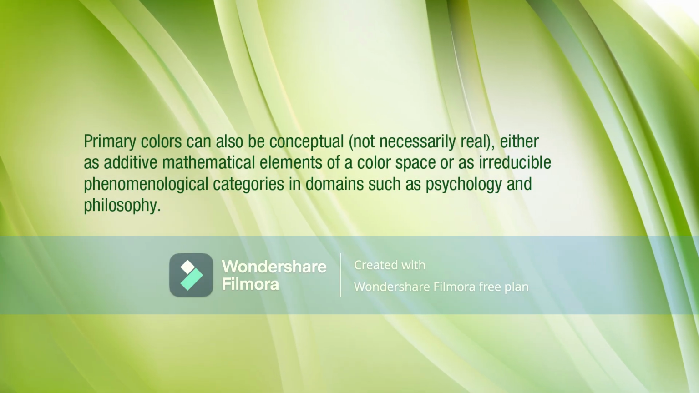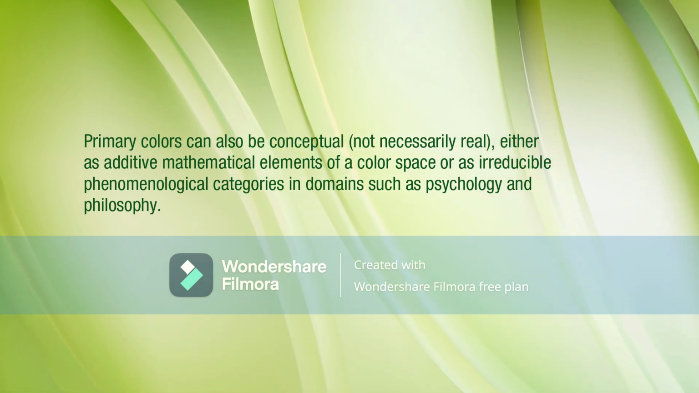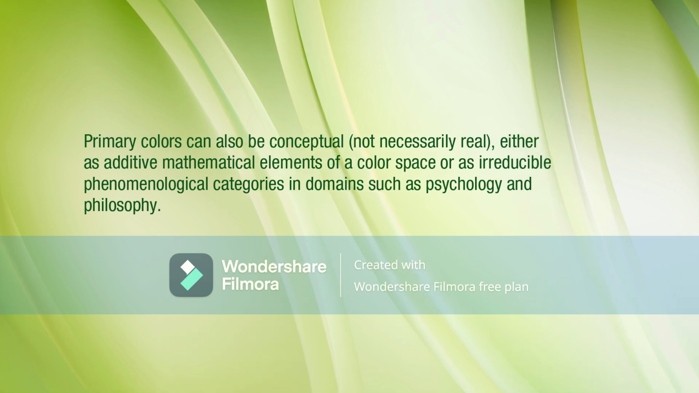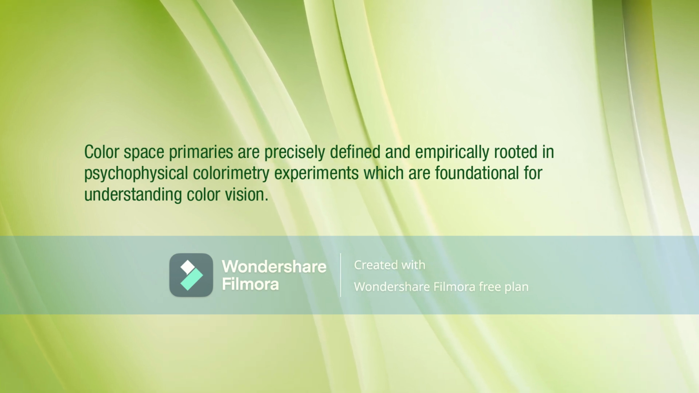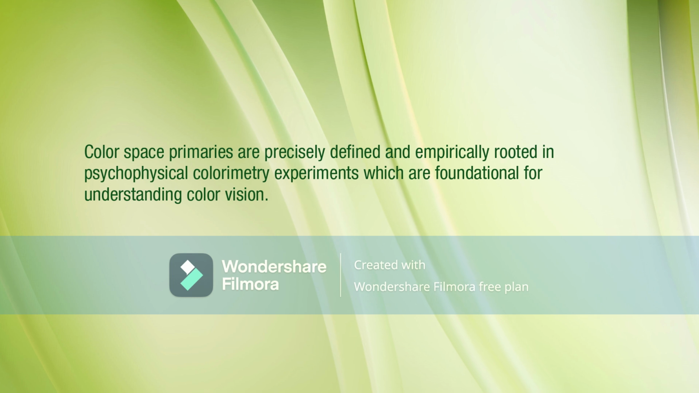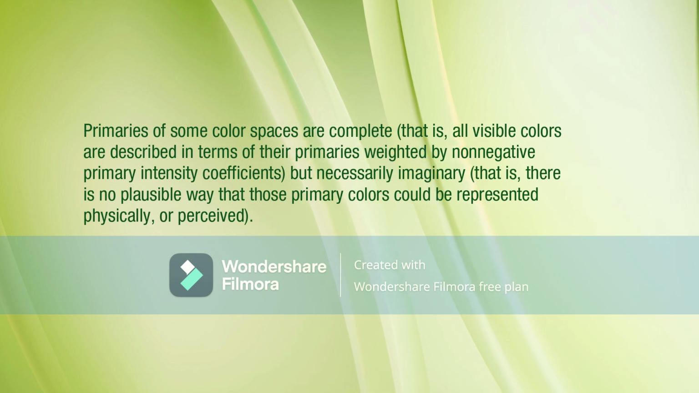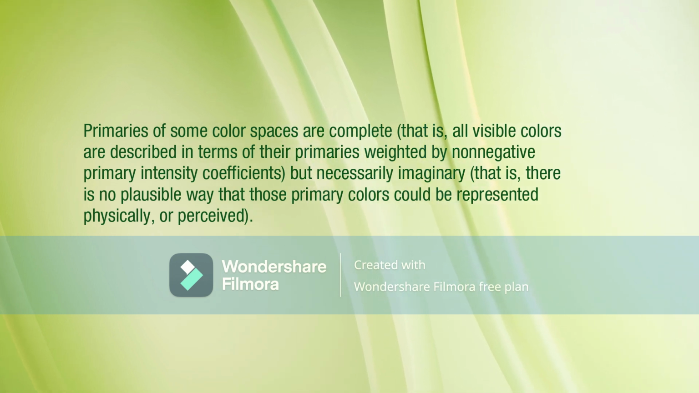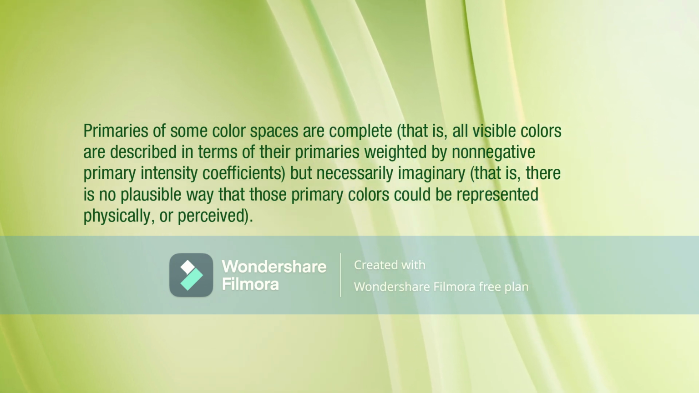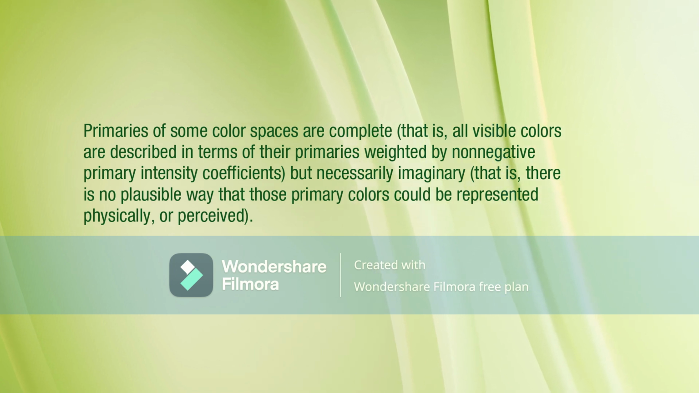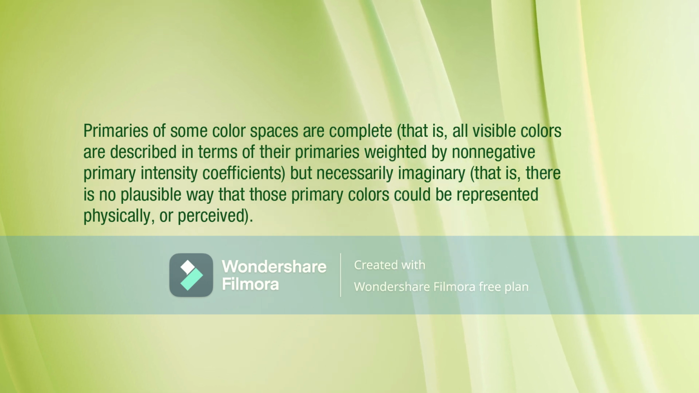Primary colors can also be conceptual, not necessarily real, either as additive mathematical elements of a color space or as irreducible phenomenological categories in domains such as psychology and philosophy. Color space primaries are precisely defined and empirically rooted in psychophysical colorimetry experiments, which are foundational for understanding color vision. Primaries of some color spaces are complete, that is, all visible colors are described in terms of their primaries weighted by non-negative primary intensity coefficients, but necessarily imaginary, that is, there is no plausible way that those primary colors could be represented physically, or perceived.